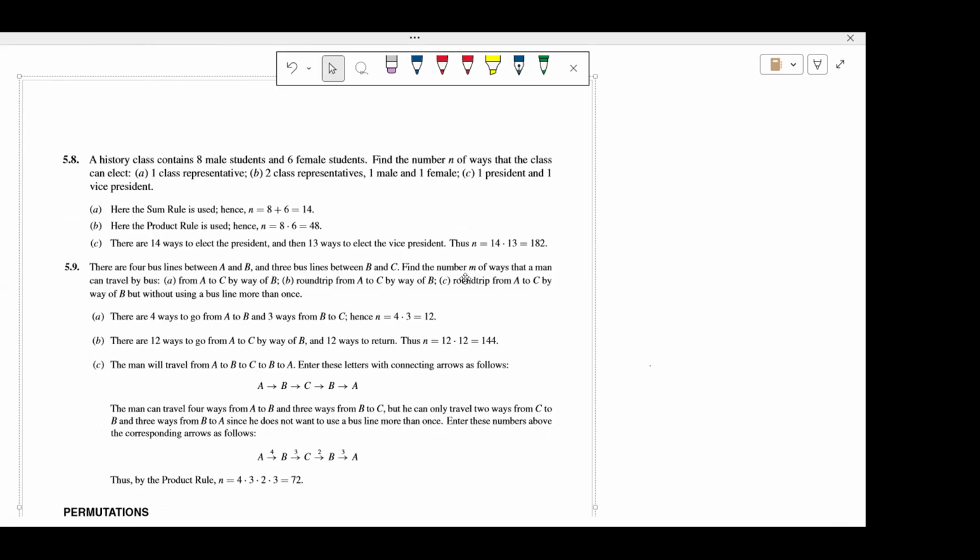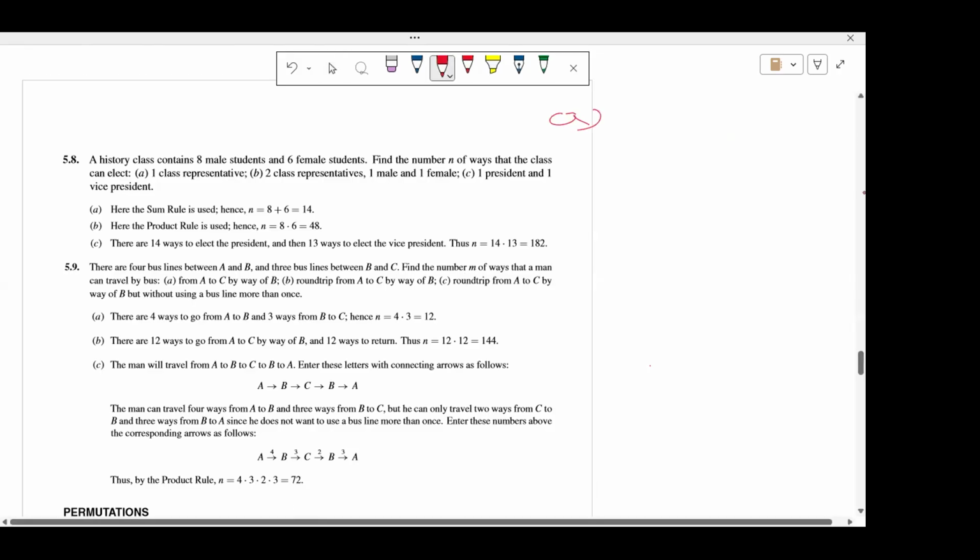Okay, the first question: one class representative; 2 class representatives, one male and one female. The first question, there is a classroom with 8 male and 6 female students. Altogether, 14 students are there. In the first question, part A, we need to select a class representative. It means we need to select only one class representative.